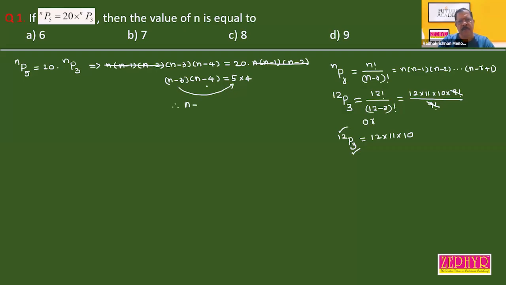Otherwise, you have to open the bracket, write it as a quadratic equation, then you have to solve it. That will take a lot of time. But in permutation and combination, you will be able to find out the value of n unknown by comparing like this. So n minus 3 is equal to 5. So ultimately, we are getting n is equal to 8. Okay, so answer for that question is 8.